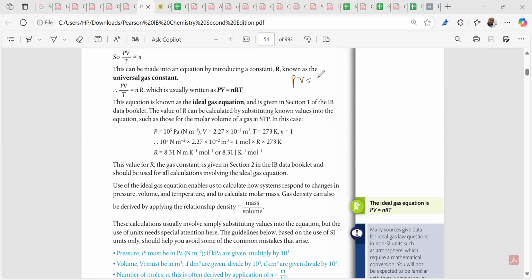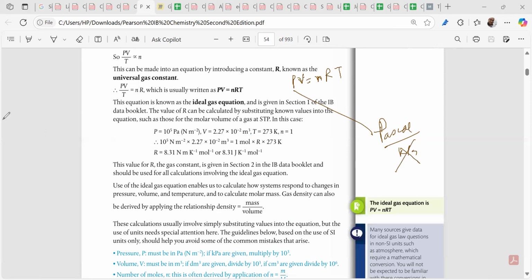Now we are taking PV equal to nRT. This equation we are taking. Now you have to know an important thing: in PV equal to nRT, pressure must be in pascals. Write down this, must be in pascals, not kilopascals. Clear? Note down this.